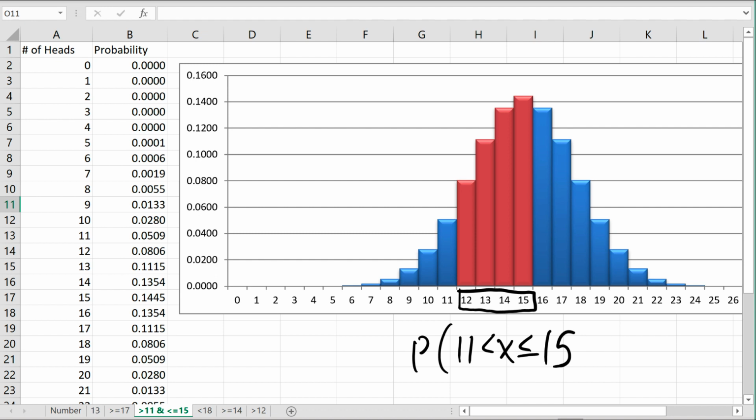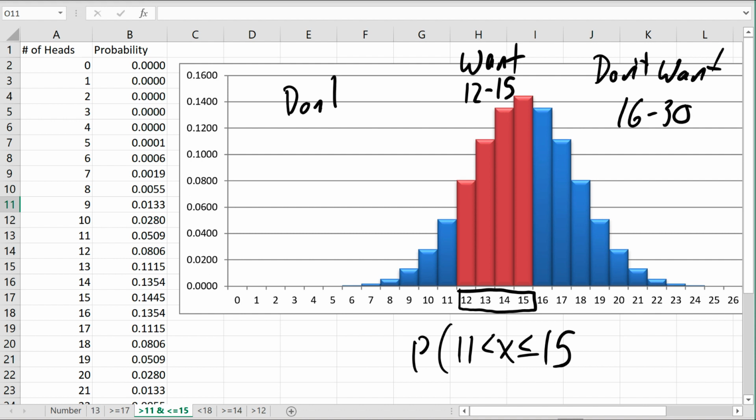All right, so let's write out what we want and what we don't want. We want 12 through 15. What we don't want, we're going to write out two of these. We don't want 16 through 30, and we also don't want 0 through 11. So we don't want 0 through 11. We also don't want 16 through 30. We only want 12 through 15.